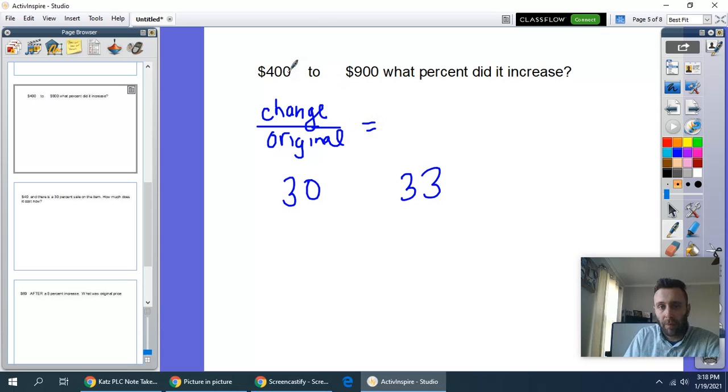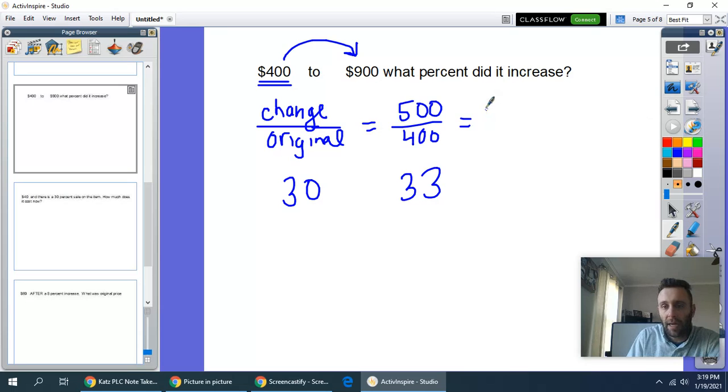So in this problem, if it goes from 400 to 900, I actually know that this answer is going to be over 100% because 100% is 400. That's the original 100%. That's the total. But in this case, it actually changed $500. To go from 400 to 900, it changed $500. The original amount was 400. And if you do 500 divided by 400, you get an answer of 1.25. I think you get an answer of 1.25. Let me just double check.